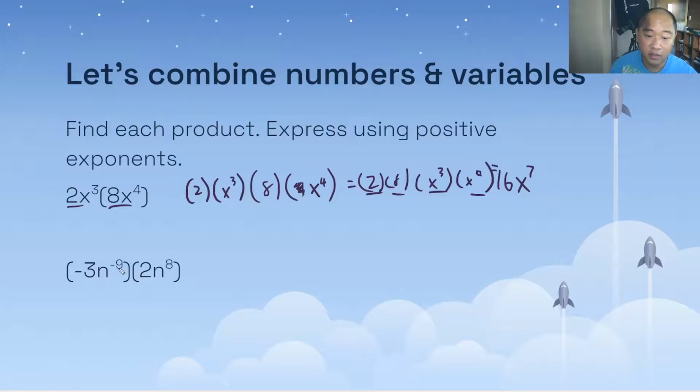Same thing here. We can multiply the 3 and the negative 2. That's negative 6. And then n is negative 9 plus 8, so n to the negative 1. But they want us to express using positive exponents. So this is going to be negative 6 over n, and this is n to the 1. But again, you don't have to write the 1. You could just write negative 6 over n.